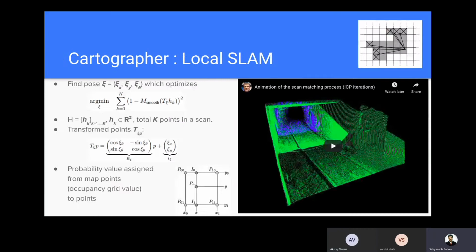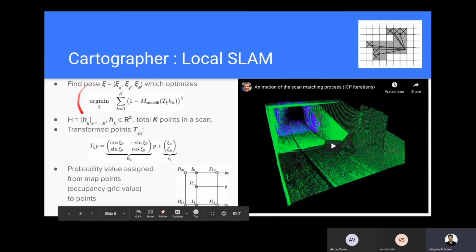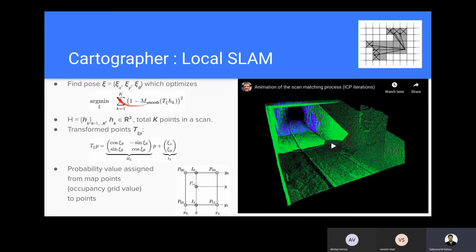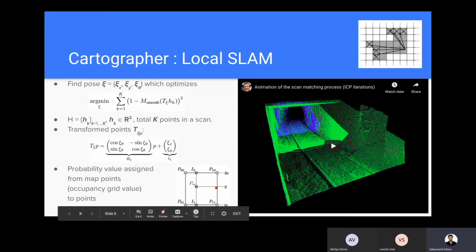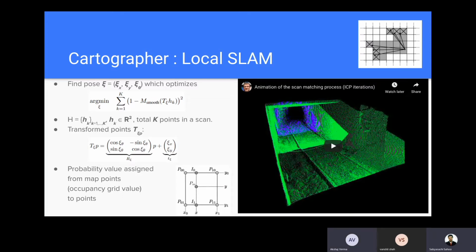Since you have already found the epsilon that gives you the minima for this value, essentially you have solved the problem. That is the pose that you were trying to find, the pose of the second scan with respect to the previous scan. So that is your solution.